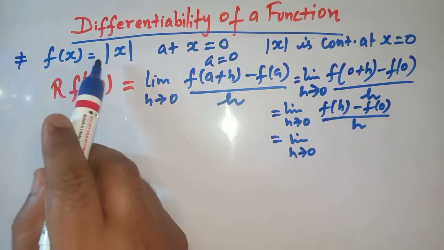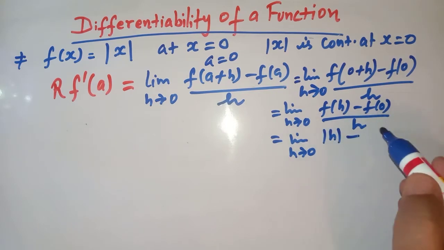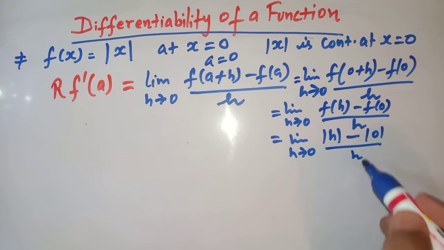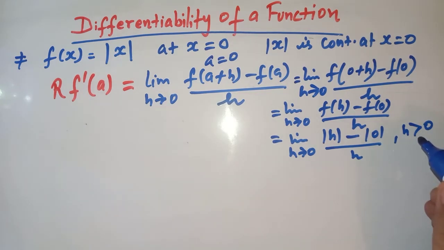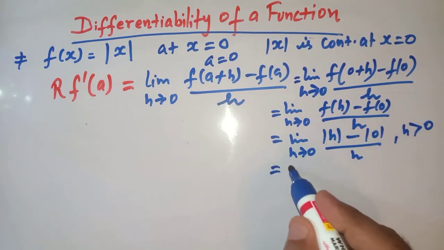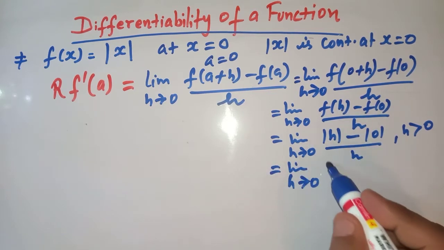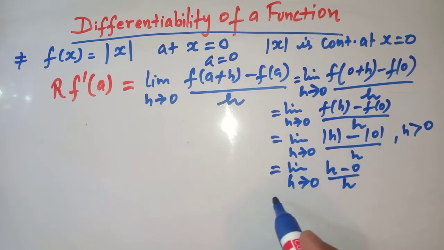Clear? So we have limit h tends to 0. What is f(h)? f(h) is mod of h. And what is f(0)? This is mod of 0, over h. Here h is a positive quantity, but h is infinitesimally small. So limit h tends to 0. So mod of h is simply h, minus 0 over h, and this is limit h tends to 0.